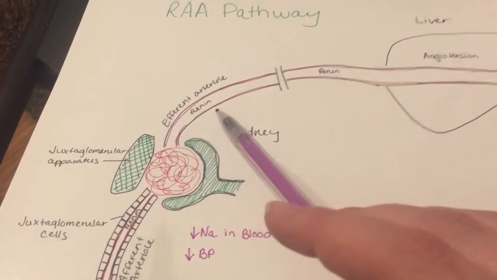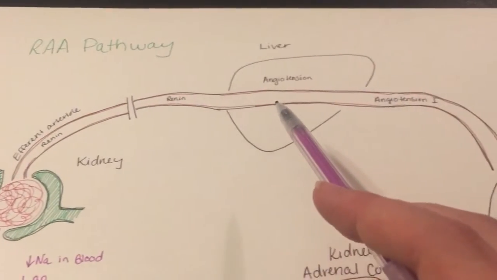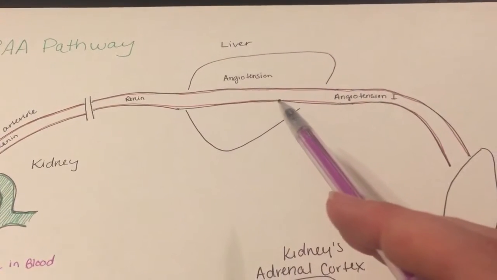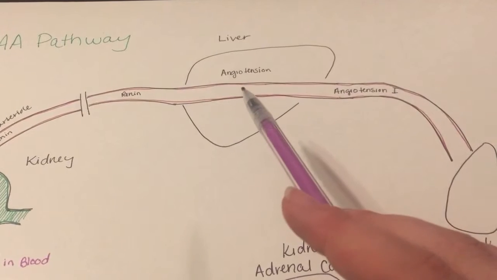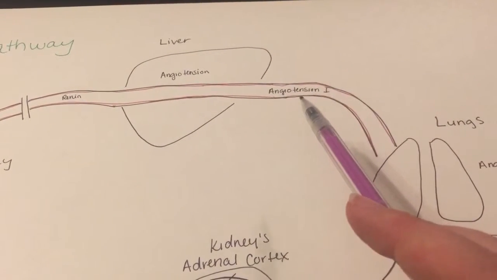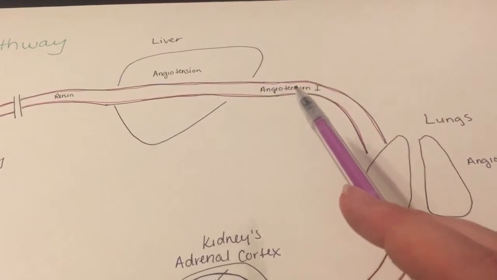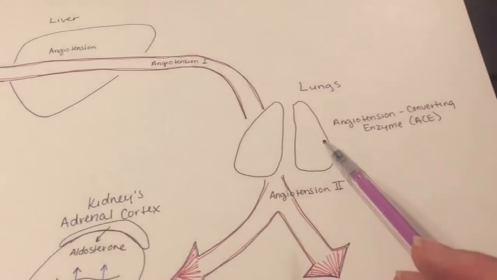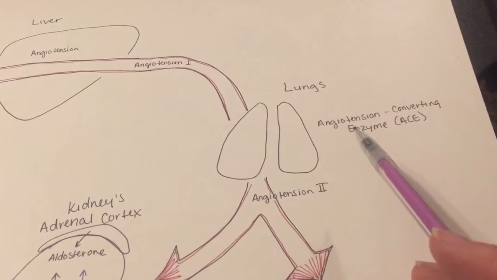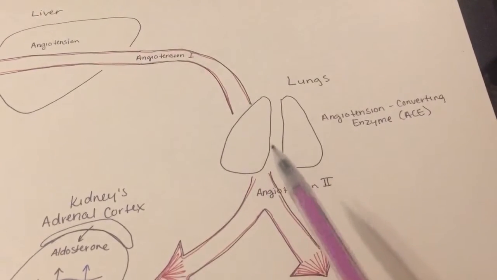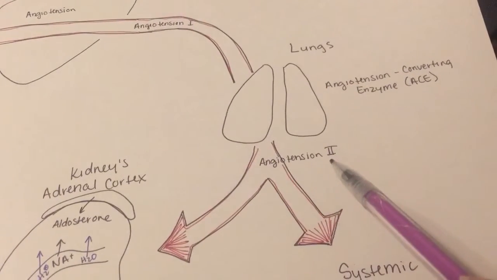It travels through the blood until it gets to the liver and encounters a protein called angiotensinogen and turns into an active protein called angiotensin 1. The angiotensin 1 travels through the bloodstream until it gets to the lungs and encounters angiotensin converting enzyme, also called ACE, and is converted into angiotensin 2.